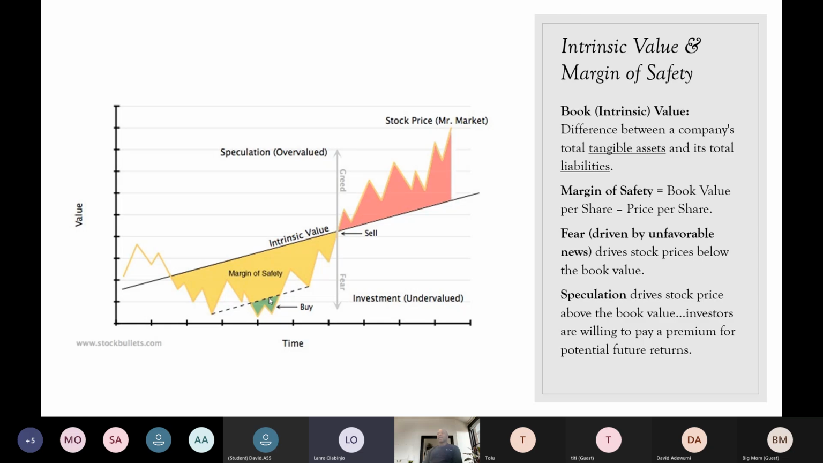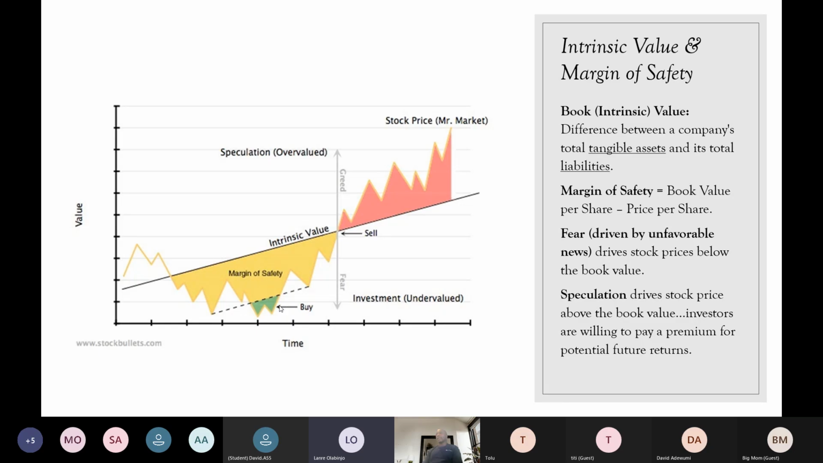Okay? They say whatever goes up must come down. It's similar to this, even though it's in the opposite way. It's gone down now and it has to come up. It has to come up and rise back towards its true value, the company's true value.